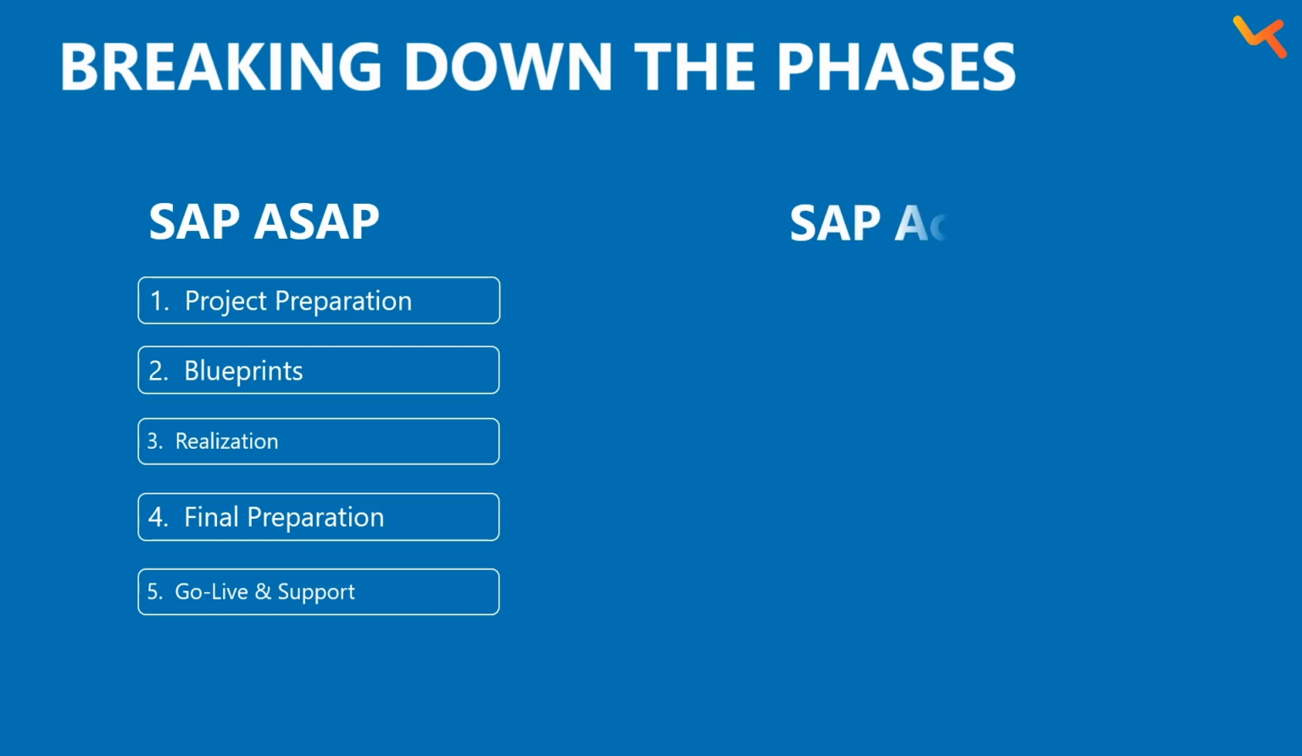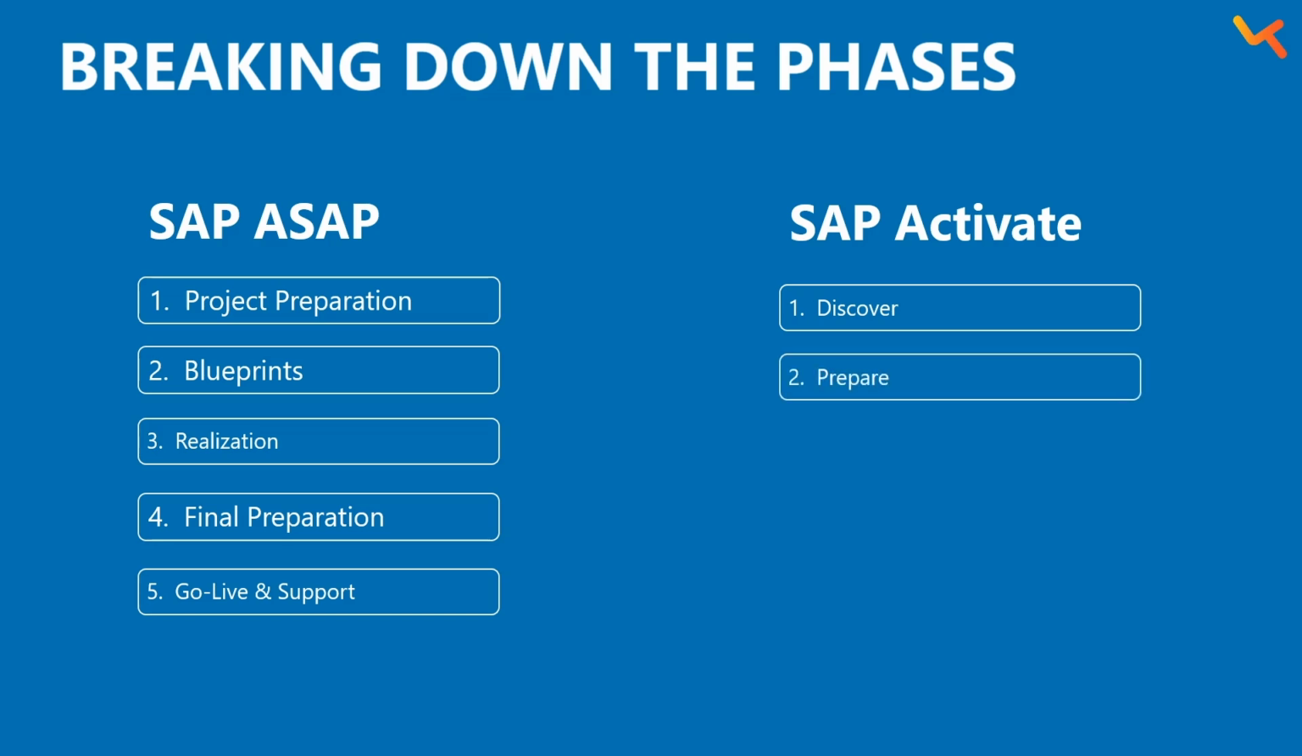SAP Activate, the current methodology. The first phase in SAP Activate is discover. Here you identify your business needs and explore how SAP can help you meet those needs that are discovered. The second phase is prepare. This is where you set up your project, define the scope of what needs to be done, and gather your team's resources. The next phase is explore.